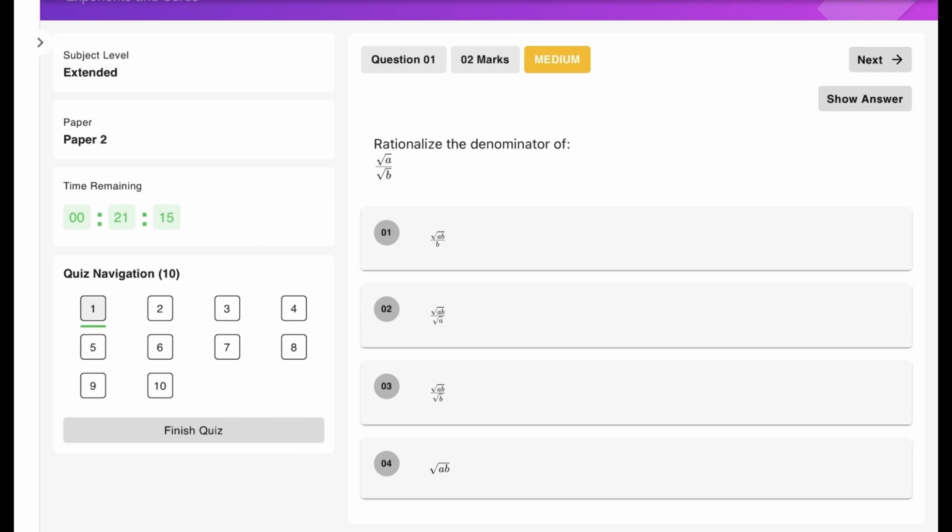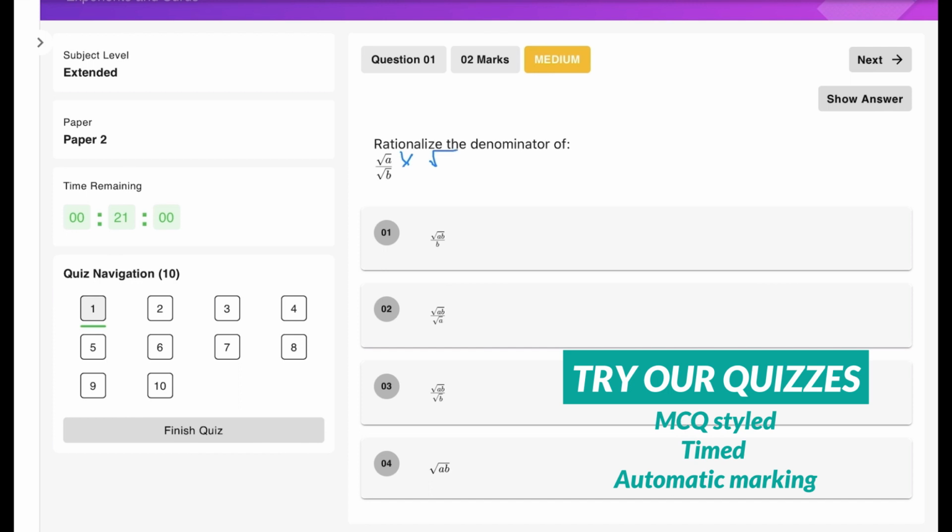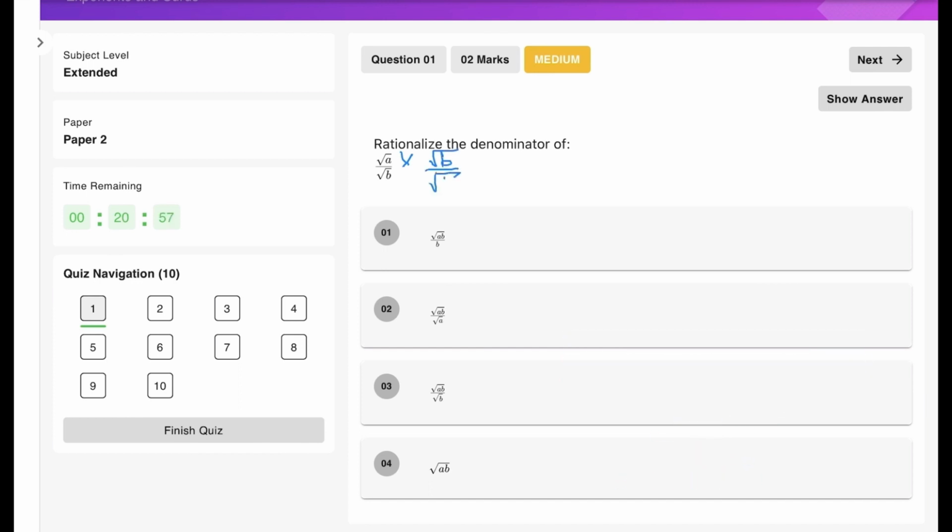Alright, and we are going to finish off with some questions. The first one is to rationalize the denominator of square root of a over square root of b. So remember, we always multiply by what is in the denominator. So I'm going to multiply here by square root of b over square root of b. This is going to simplify to square root of ab in the numerator. In the denominator, I am going to have square root of b squared, which is basically b to the power of half times 2, which is b to the power of 1. So this is going to simplify to square root of ab over b. And that is option number 1.